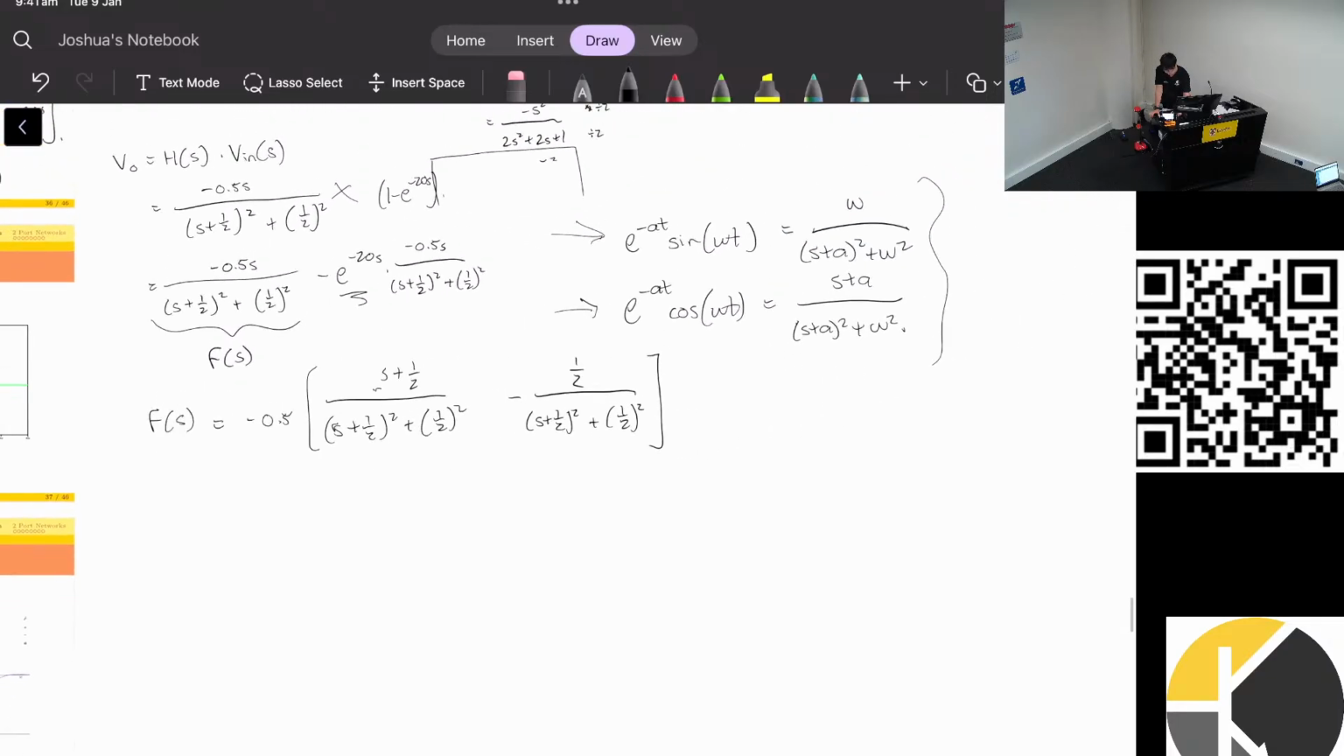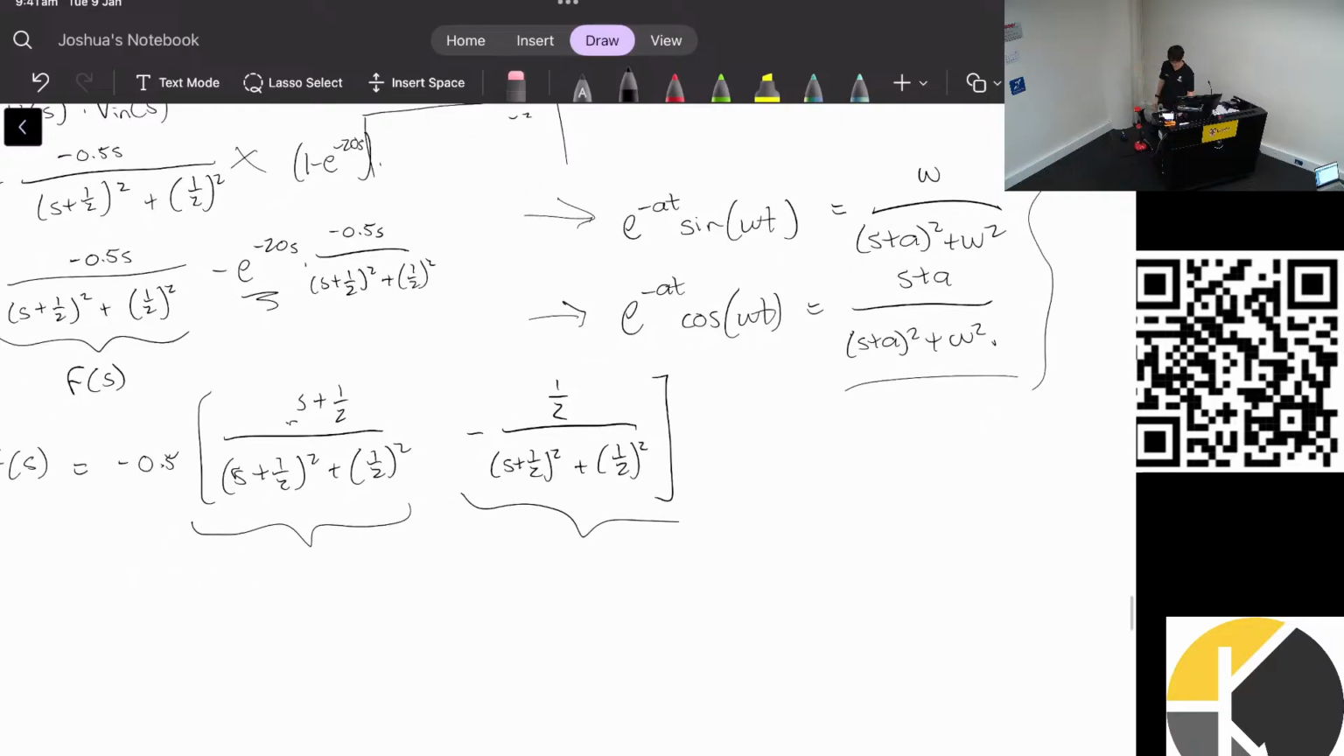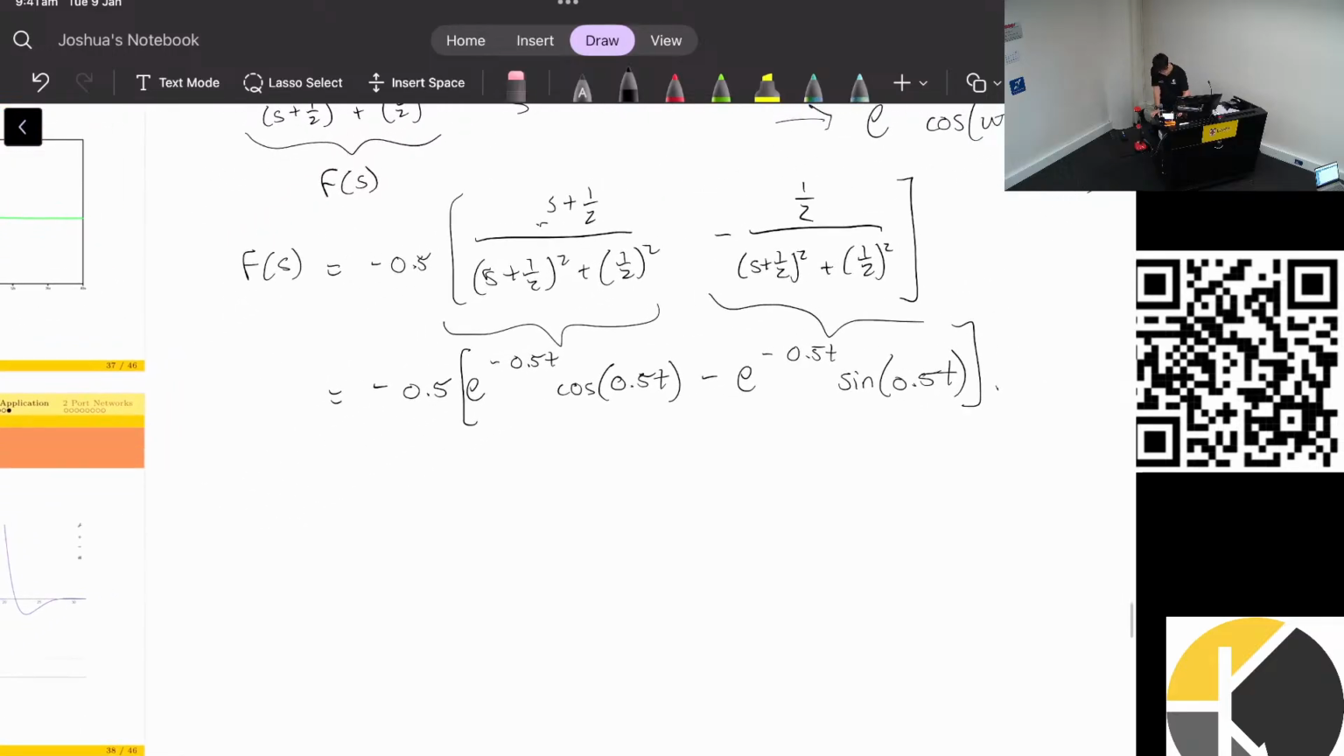Cool. So that's a little nifty trick that can save you in an exam, because now we can see that this is exactly this one, and this one is exactly the top one. So we can actually just apply both of the transforms. So we have minus 0.5. This will be e to the minus 0.5t cos of 0.5t. And then we have minus, I'll put brackets still, minus e to the minus 0.5t sine of 0.5t. Done. So this is our F of s.